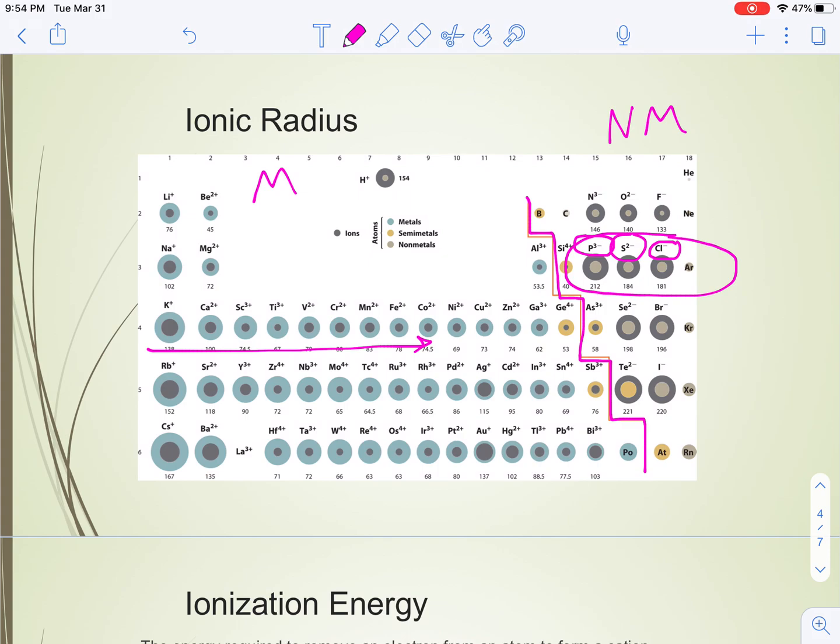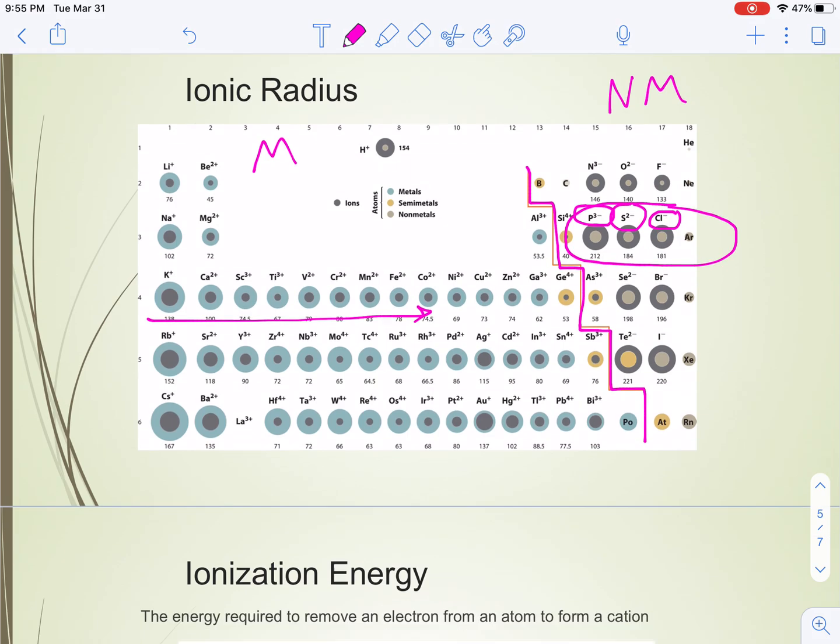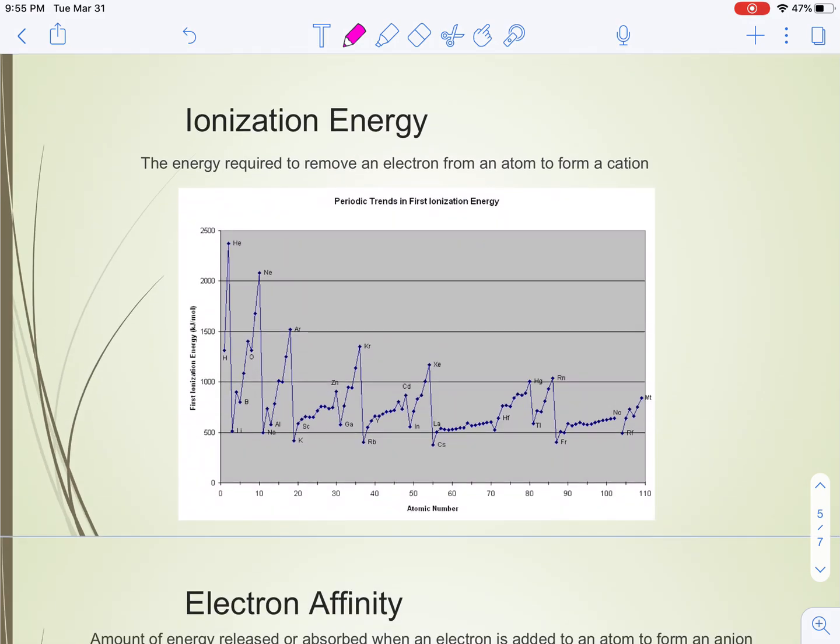But it's kind of for different reasons, because in one case you're gaining electrons and in one case you're losing electrons. That takes us to ionization energy. So ionization energy is the energy that we need to remove an electron, and that's in order to form a cation, right? Cations are formed, they're positive when we lose electrons. And so this is how much energy it takes to remove one of those electrons.